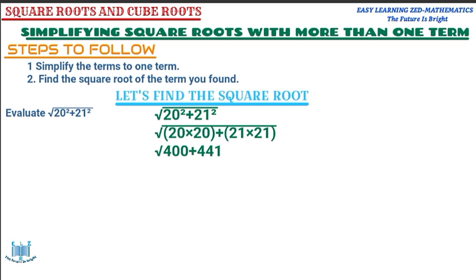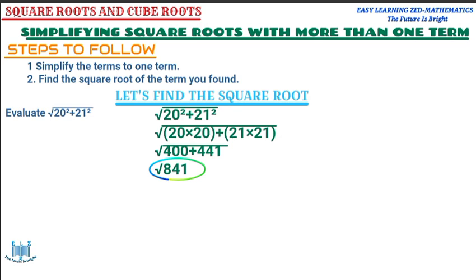Okay, now those numbers are inside the square root. Once we have done that, the next thing we're going to do is add them. 400 plus 441 will give us 841. Now here I've managed to do the first step, which is asking me to simplify the terms to one term. Now I've come up with one term, which is 841. This one, the one I've circled there, 841. Now it has become one term. That means I've successfully simplified to one term. So step 1 is correctly done.